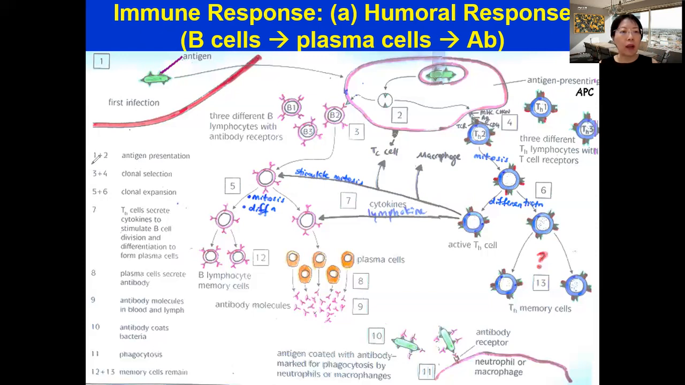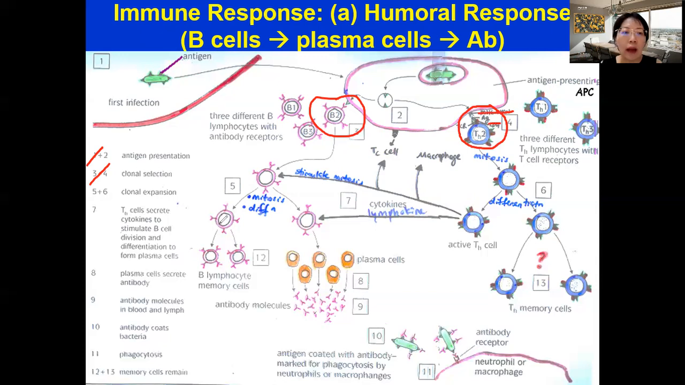So what happens in clonal selection is that the clone of B cells with the receptor that is able to bind to the presented bacterial antigen will be selected. In this case, the clone of B2 cells will be selected, and the clone of TH2 cells will be selected. The detail you don't have to know, like what is CD4, what is MHC protein, no need to know. Just know it's a receptor, finish.